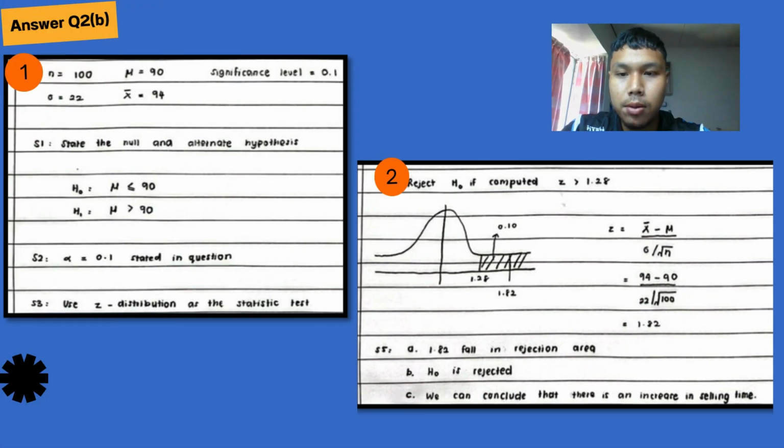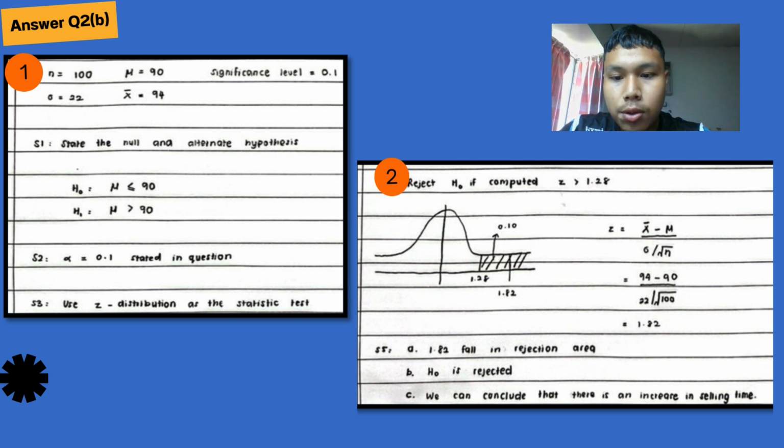For the answer for question 2B, first we list down n equals 100, mu 90, x bar 94. Our standard deviation is 22 and significance level 0.1. So the first step, we need to state the null and alternate hypothesis. So our H1 is mu bigger than 90. So we will write our H0 mu less than or equal to 90. So step 2, significance level, which is 0.1 stated in the question.